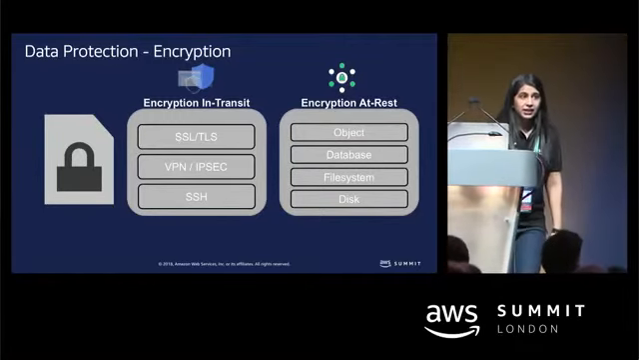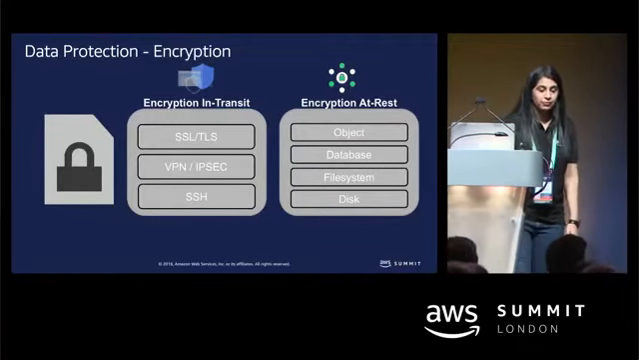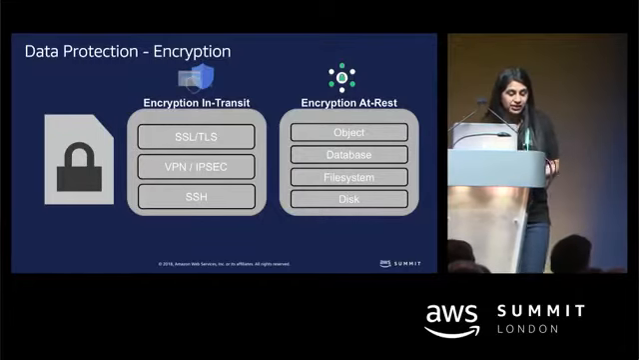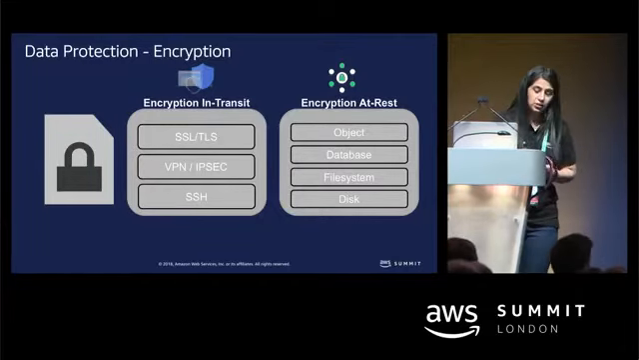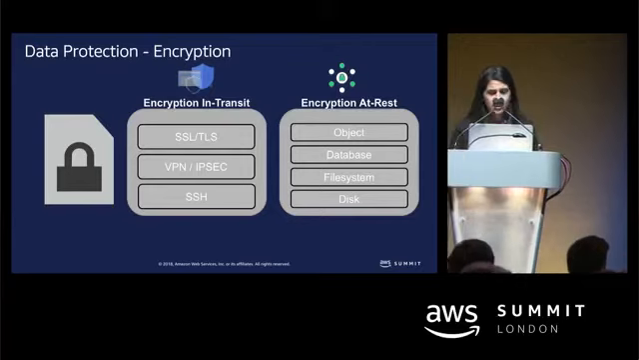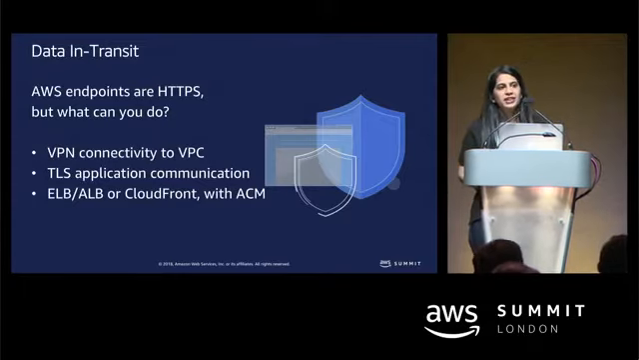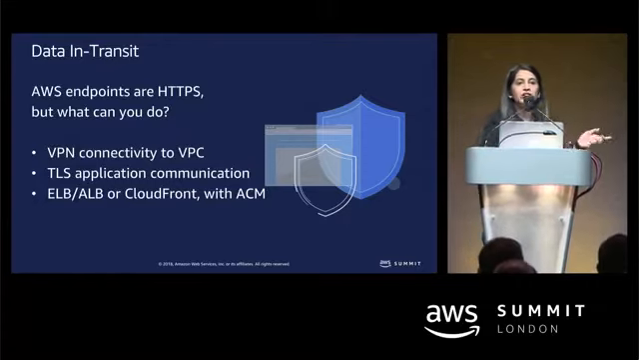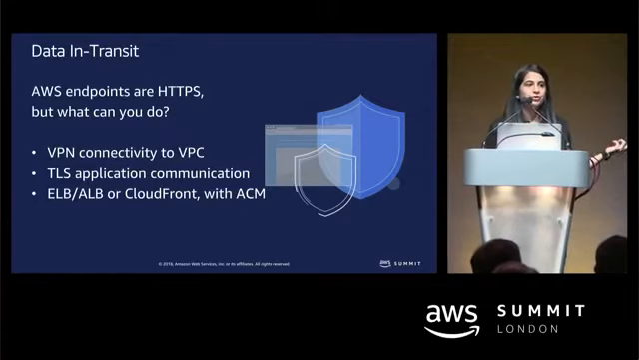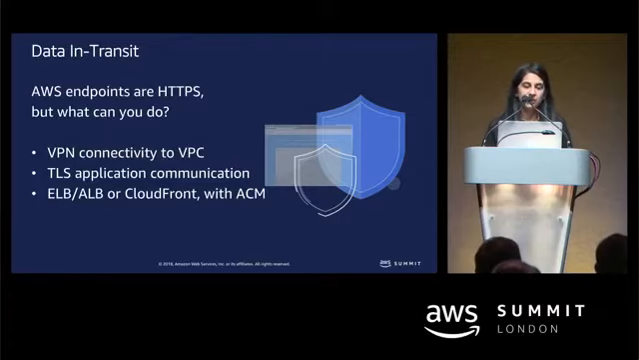Encryption at rest is available at the object, database, file system, as well as disk level. And when you call an AWS API, we're using TLS on our endpoints. So it's TLS 1.2, and it's available; we're rolling it out everywhere. And when you're looking at connectivity for data transfer, of course, use VPN for connectivity to your VPCs.